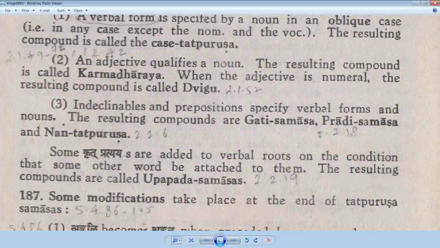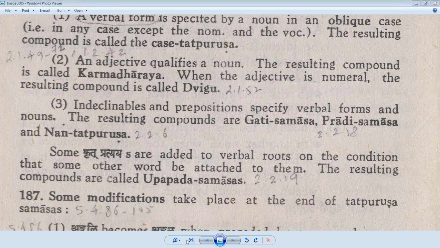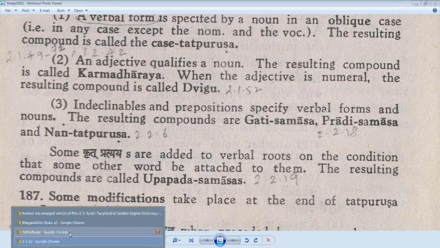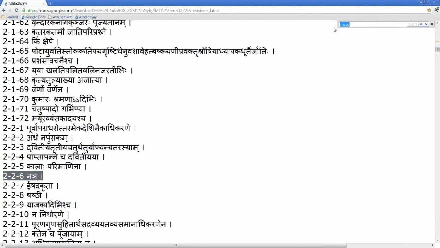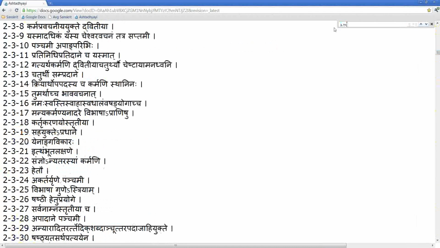Then some Krut Pratyaha is added to verbal roots. This is what we just talked about, on the condition that some other word can be attached to them, resulting in an Upapada Samasa. Krut Pratyaha, just to remind you, starts from the section which says Krud Ating. All these pratyahas which are used to form Upapada compounds are Krud Pratyaha, because Krud Ating is the Anantaram Sutram, since first we have the Akwad Dhato Adhikaraha, which starts from 3191.